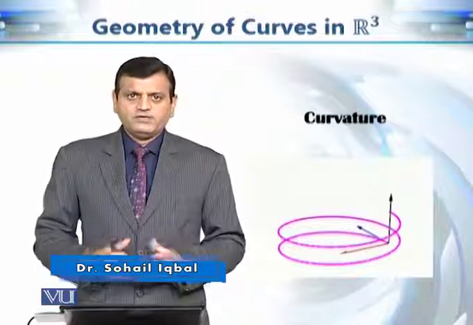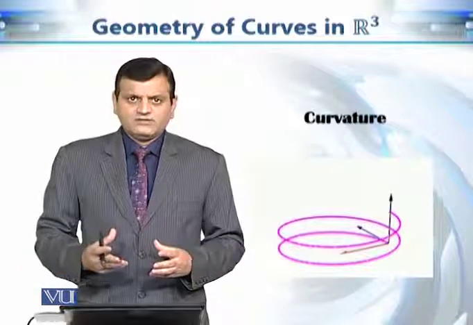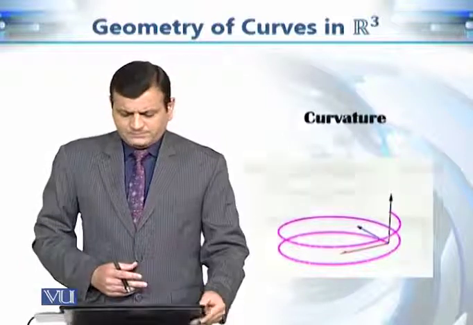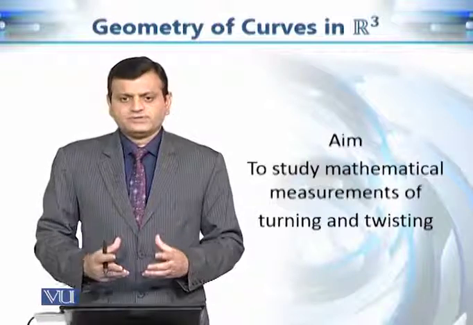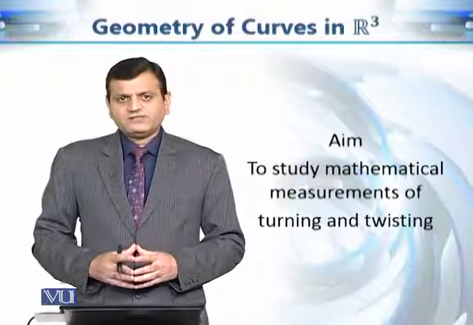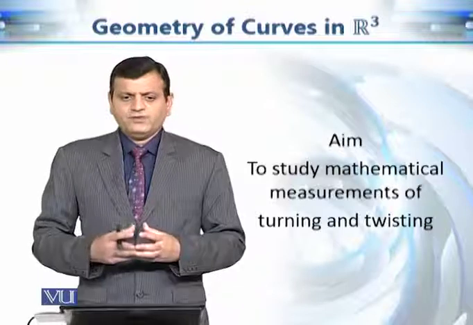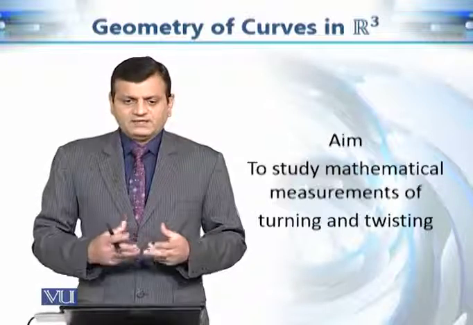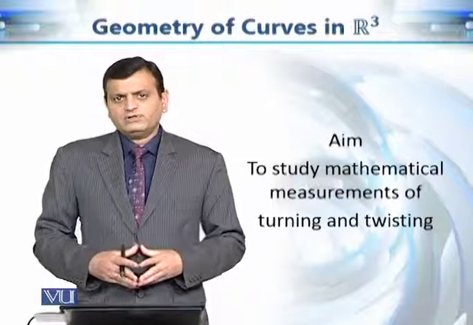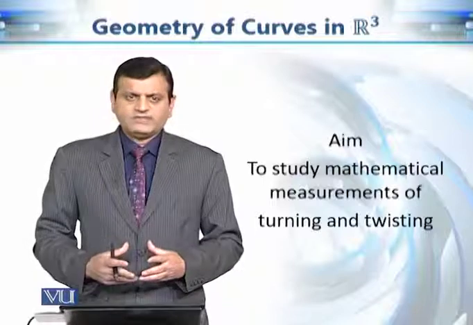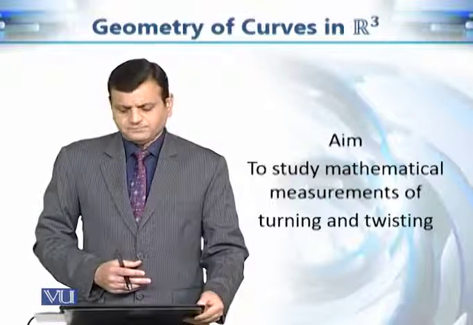Now, one such property is known as curvature, which is the rate of turning of a curve. Our aim is to study the mathematical measure of turning and twist. So these two properties will be discussed in our future discussions, and what do we want to do? We want to first of all define them precisely, and secondly we want to use them and be able to calculate these things in an efficient way. So that is our aim for our further discussions.